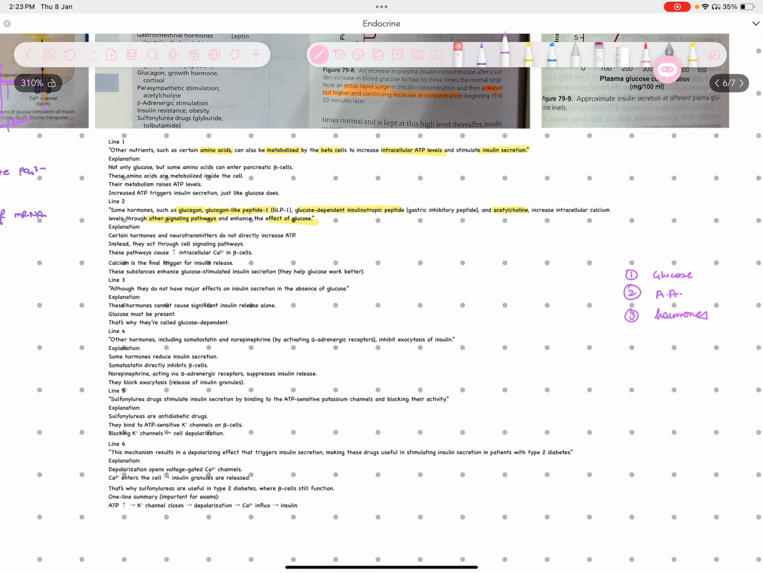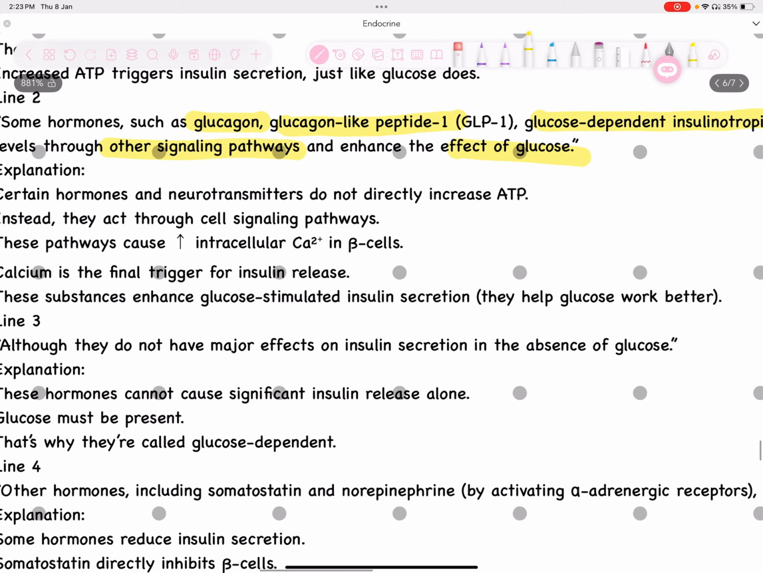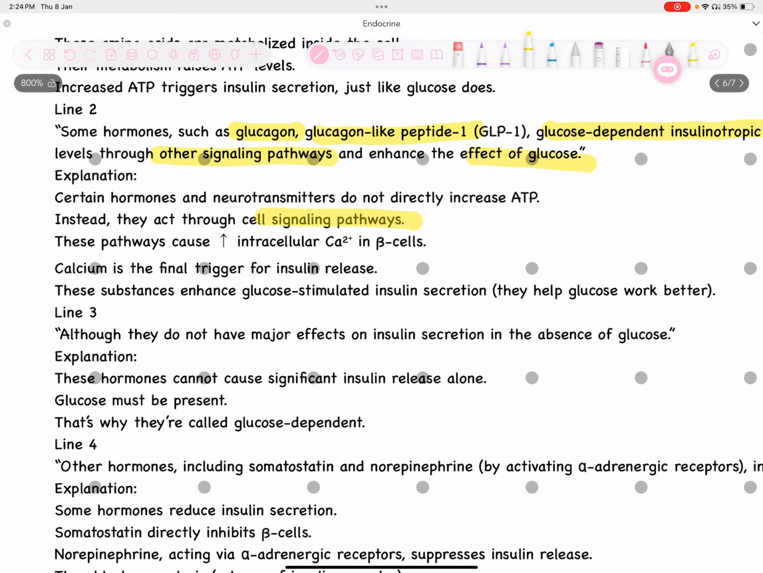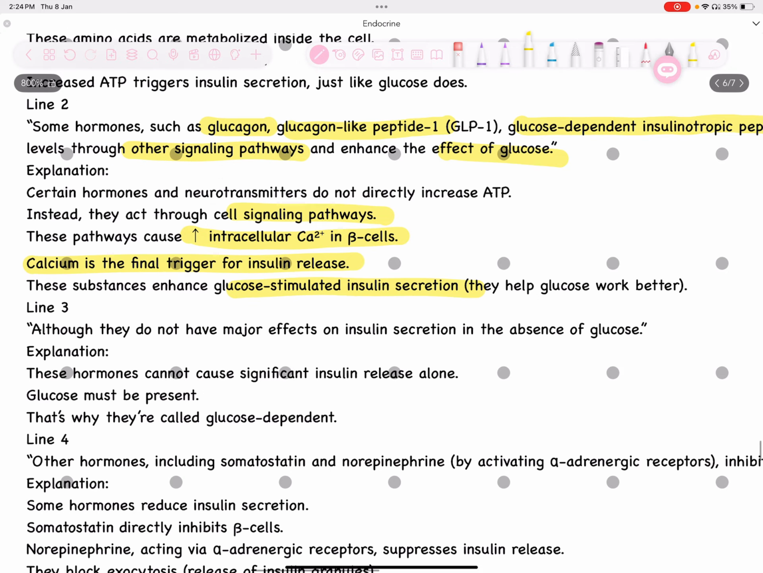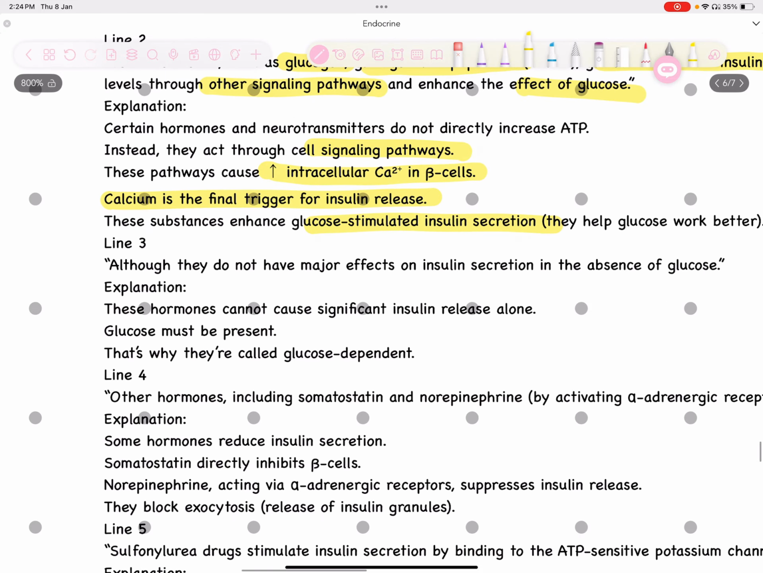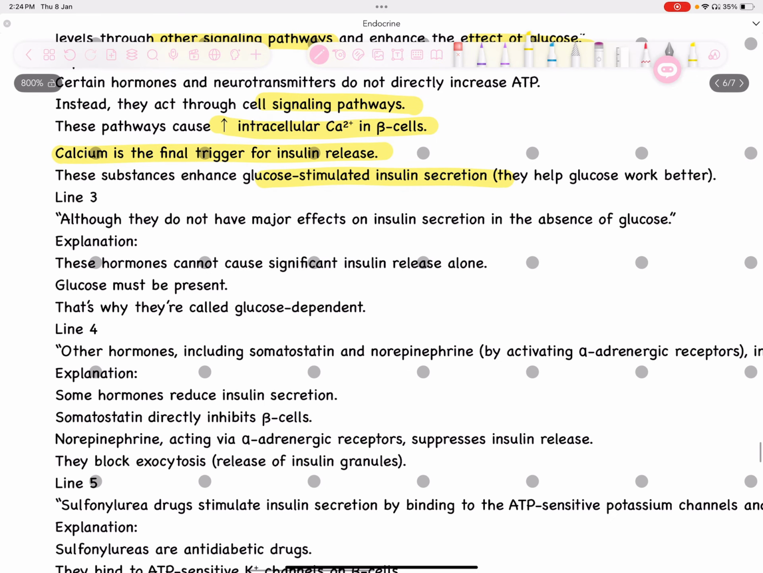Moving forward, certain hormones and neurotransmitters do not directly increase ATP. Instead, they act through cell signaling pathways. These pathways cause increased intracellular calcium in beta cells. Calcium is the final trigger for insulin release. These substances enhance glucose stimulated insulin secretion. So they basically enhance glucose stimulated insulin secretion, although they do not have major effects on insulin secretion in the absence of glucose. These hormones cannot cause significant insulin release alone.